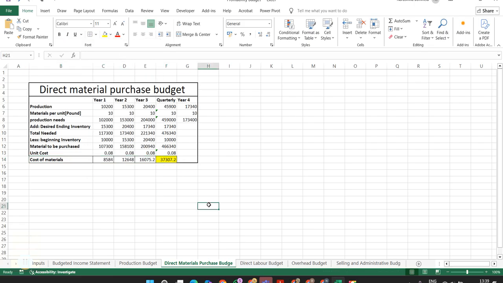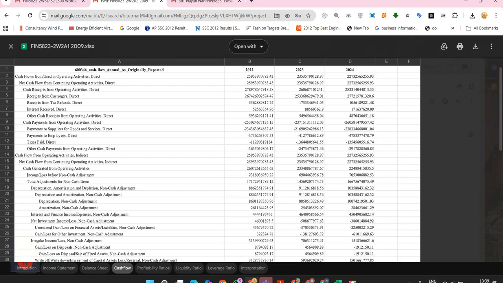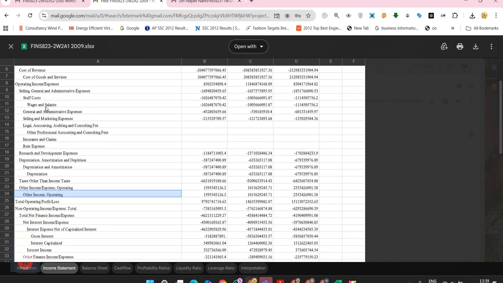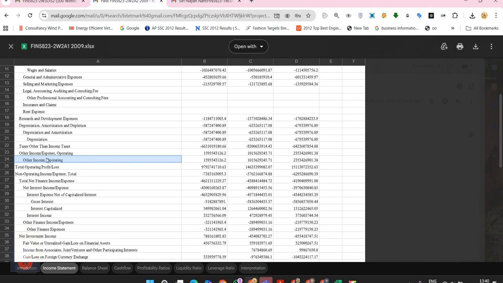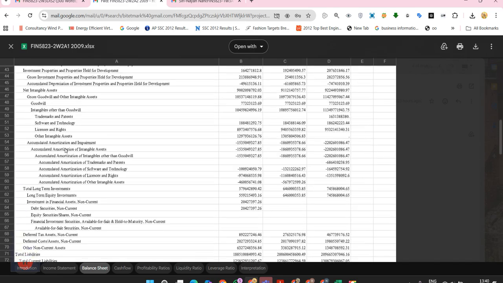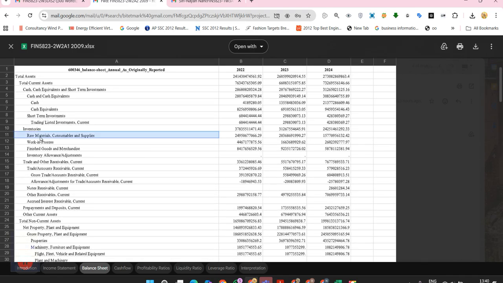Most often this value will be shown in your income statement. If we go to the income statement and check under operating expenses, you will see selling expenses, staff cost, wages, general administration, selling and marketing. You get a lot of expenses like this. If you don't find material there, go to the balance sheet. Here you can see raw material. This is the area in the balance sheet where you will see raw material and consumable supplies, and for every year the value is given.